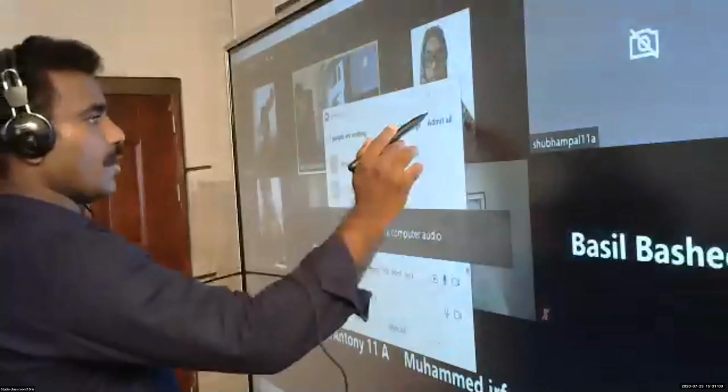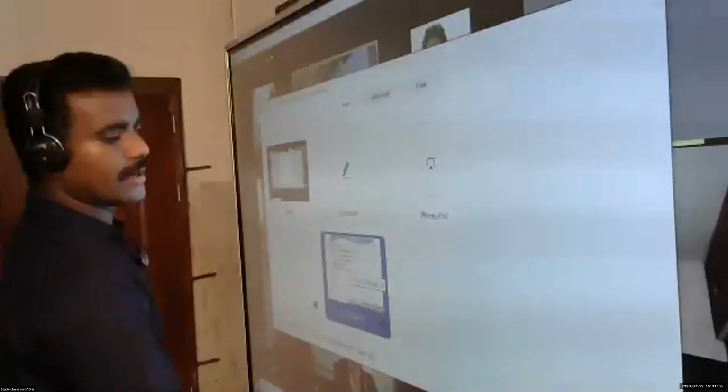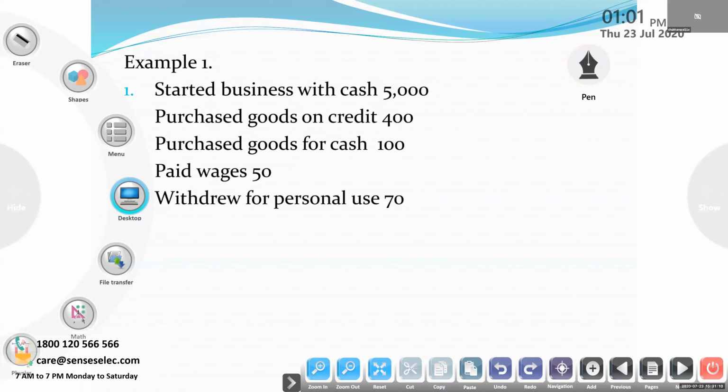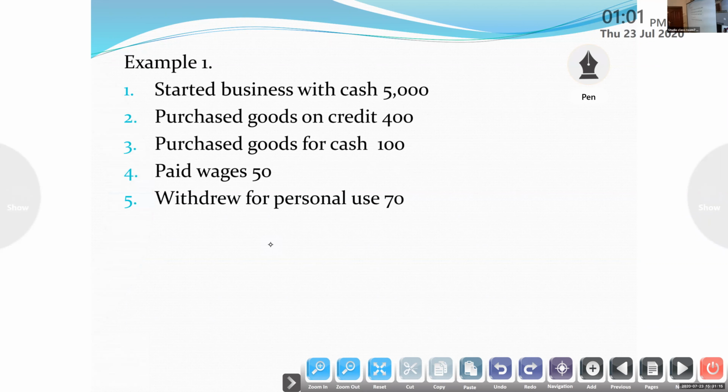Okay, sorry students, there was a power failure. Okay, so we will start the problem. So already I gave the question. So look, five transactions are there: started business with cash, purchased goods on credit, purchased goods for cash, paid wages, withdrew for personal use.